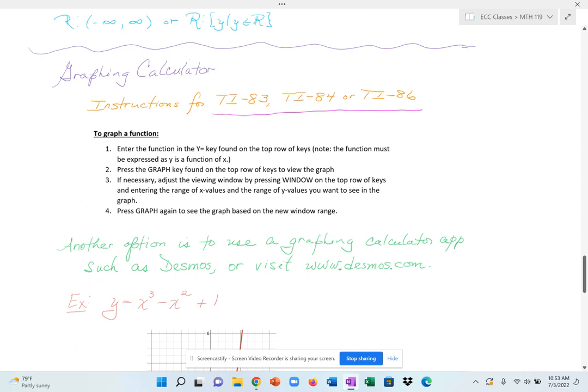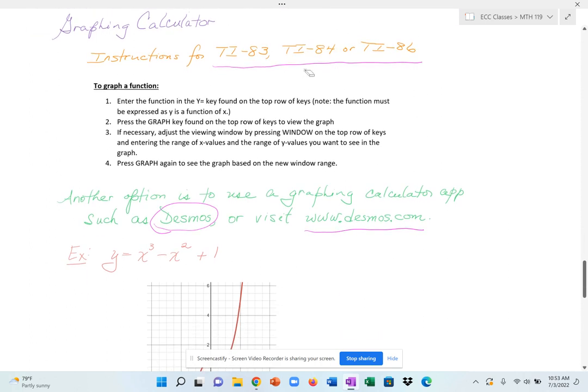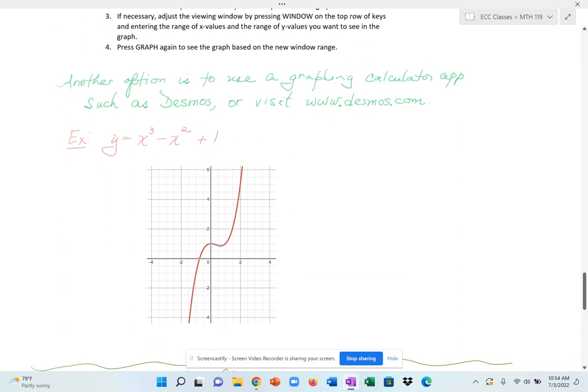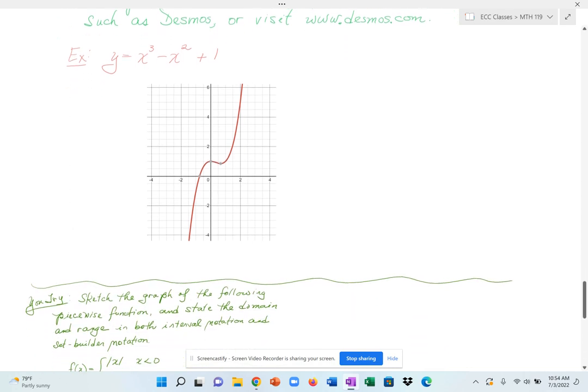But you could also use apps. There are lots of free apps. So I use Desmos. That's an app that you can download, or you can go directly to their website, and that's very user friendly. So this is an example of something that I entered into Desmos. Y equals x cubed minus x squared plus 1. And when I do that, I get this picture. So this is a third degree polynomial. And so you'll be able to see some points on this graph. So it works very nicely. So you should probably get familiar with that one.